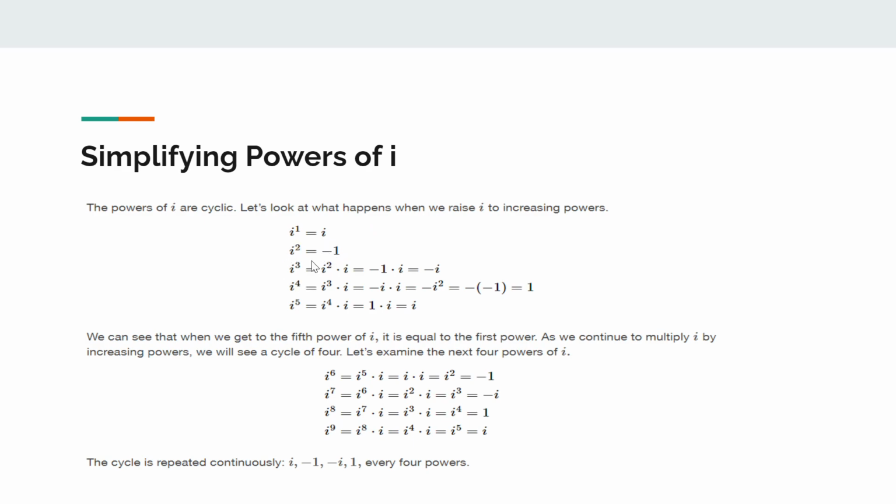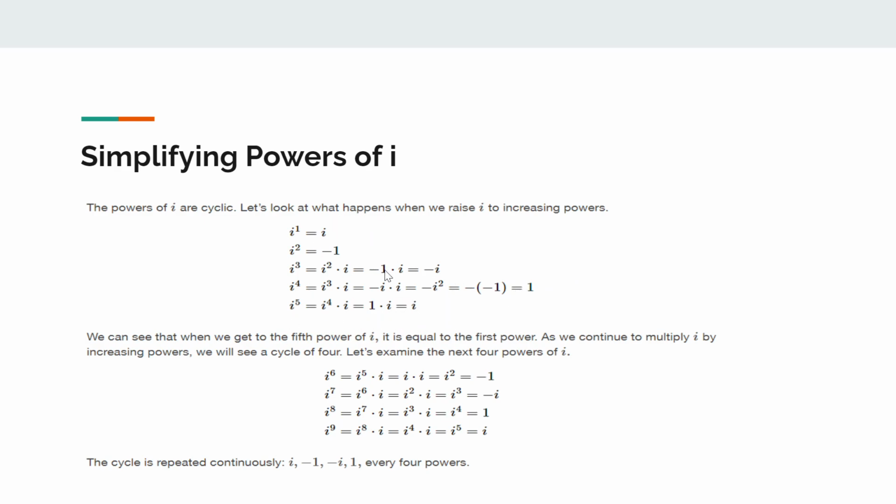And i cubed, which is just i squared times i, will give us -i. And i to the power of 4 is i cubed times i, which is just -1 times -1. So we got +1. And if we go to the 5th power, it gives us just 1 times i. So that's just i again.